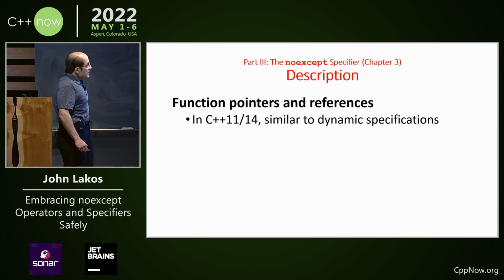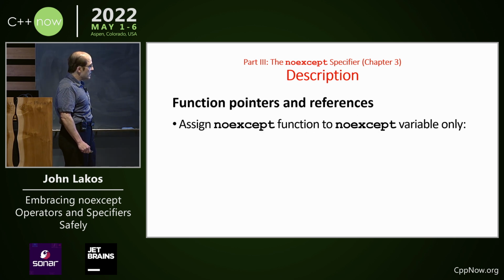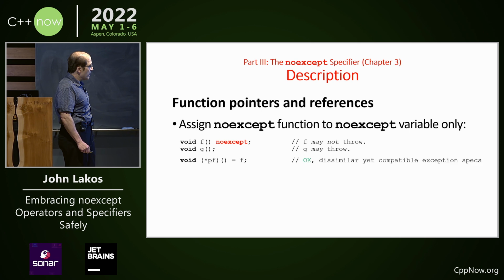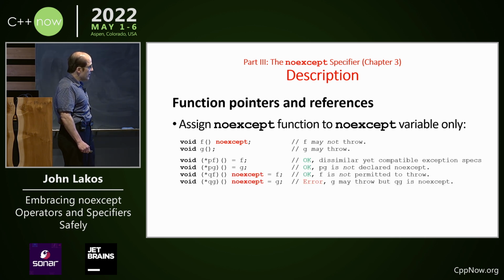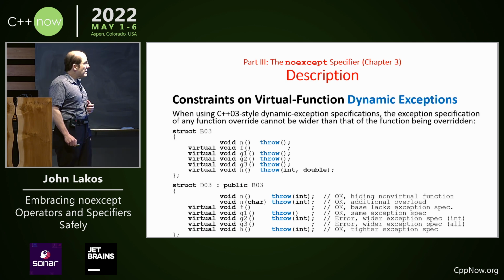So function pointers and references in 11 and 14 kind of pretty much work. They're not part of the type system yet, so they still kind of do the right thing. I've got some examples here just to show you. I didn't want to necessarily teach the whole thing, but you can pretty much imagine that it's what you'd expect. You can't have a pointer to a function or whatever that is that gives you more capabilities than the thing you're assigning. So it's that kind of thing.